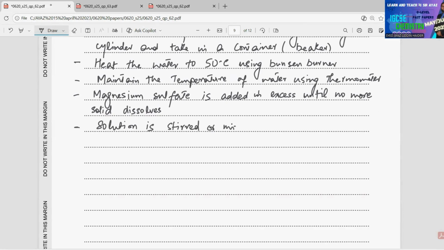or mixed. Then solution is filtered. Solution is filtered to remove undissolved magnesium sulfate.